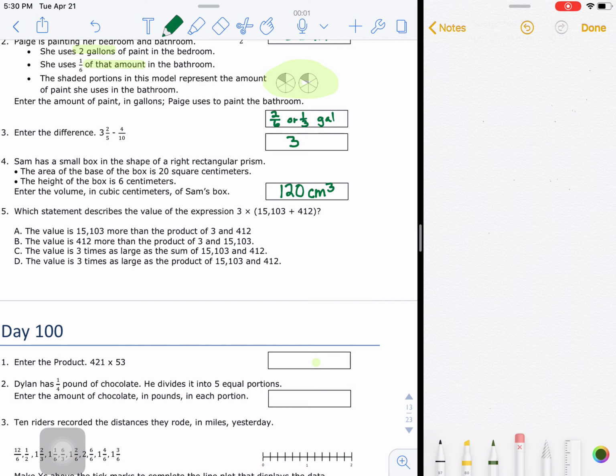So we would look down here to, I'm going to highlight this one. The value is 3 times as large as the sum of 15,103 and 412.